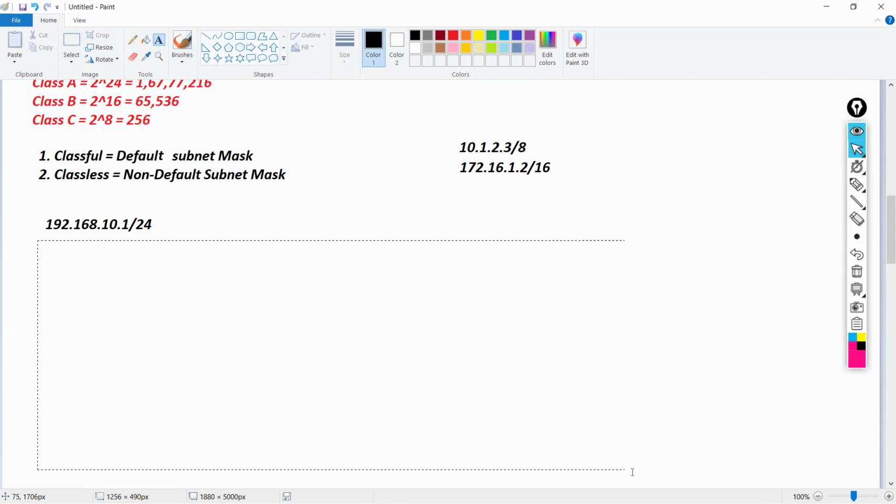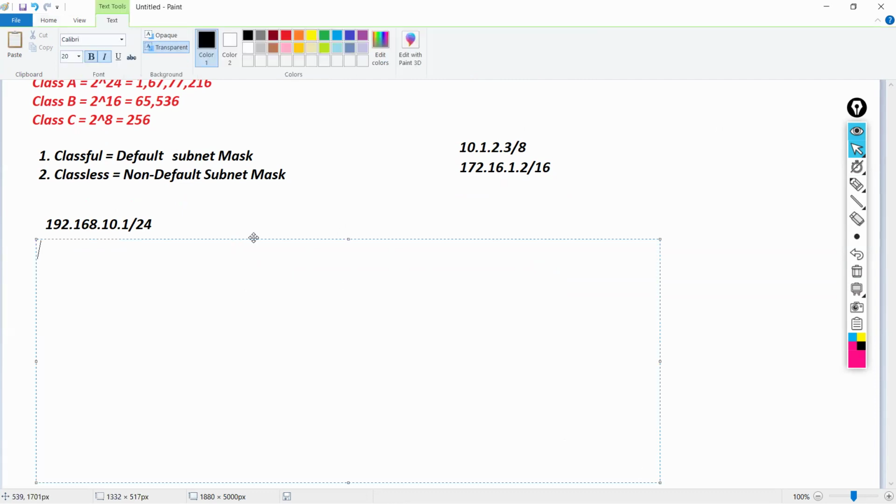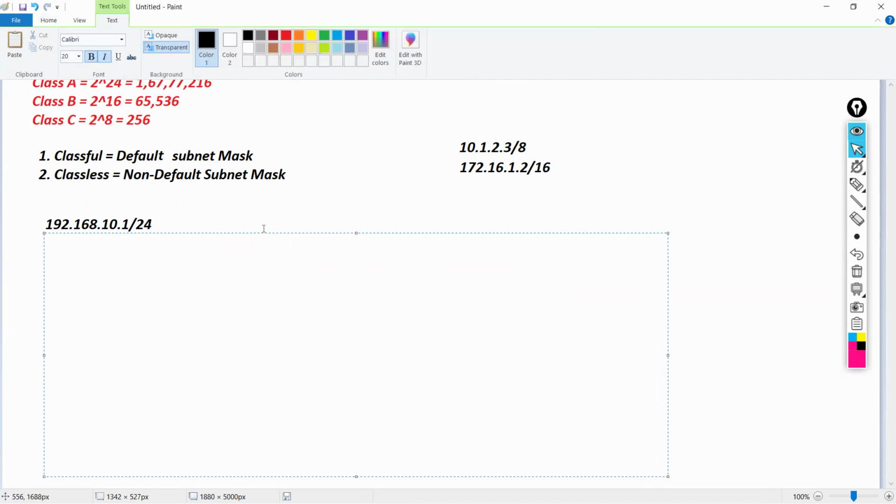Okay, let me just explain once, and then it will be more clear. Although whatever you said is right. See here, according to this /24, what do I come to know? How many network bits? After the slash, we write network bits only. So 24 network bits. How many host bits? 8 host bits. This is clear.